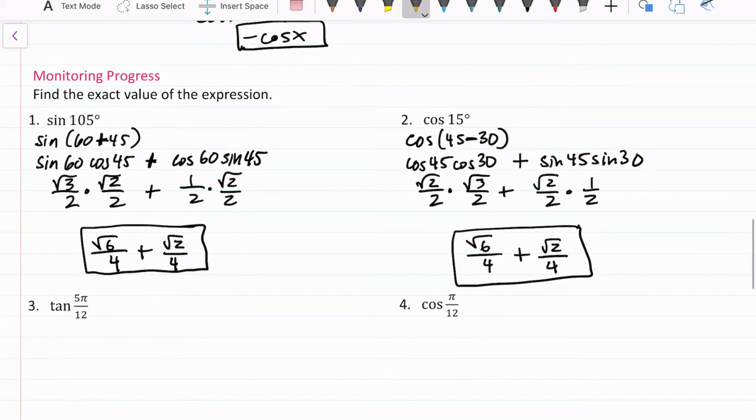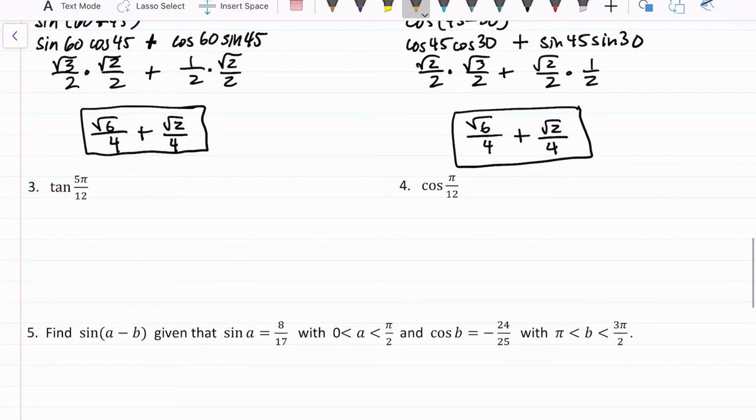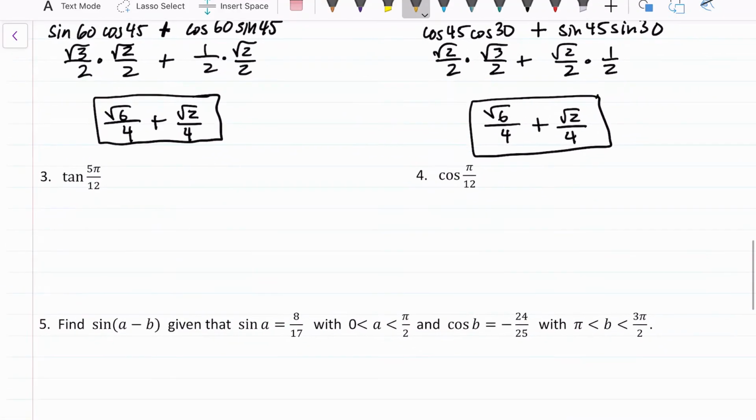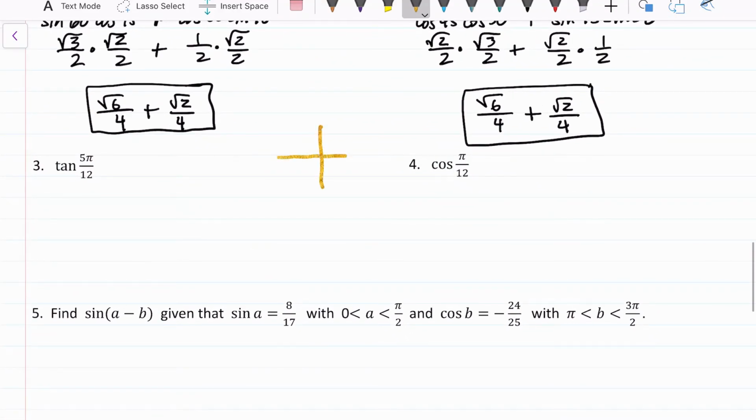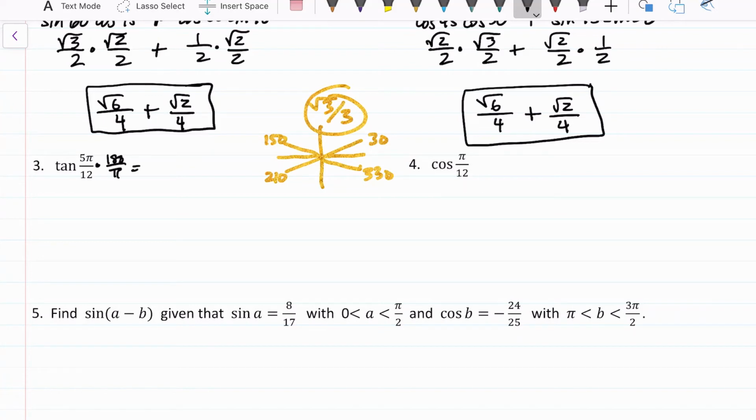For the next problem, for tangent, again, you do not want to use these angles because they will make your life harder. So do not use 130, 150, 210, and 330 because you will have radical 3 over 3 as an answer, which you don't want for that. So the first thing, I'm going to change this into degrees. It'll make it a little bit easier. So multiply by 180 over pi. That gives you 75.